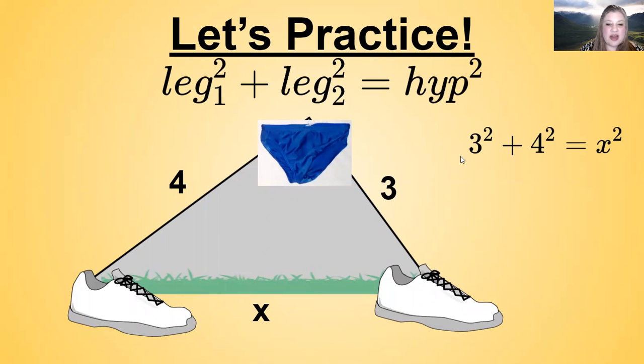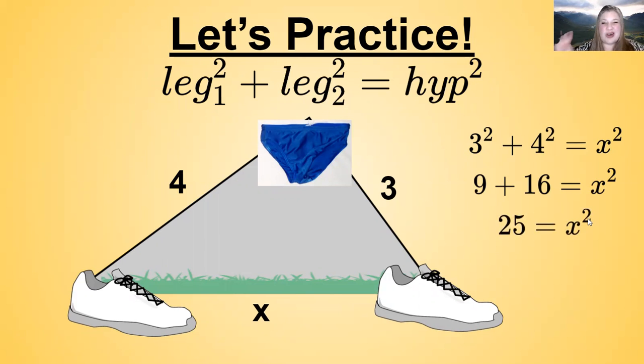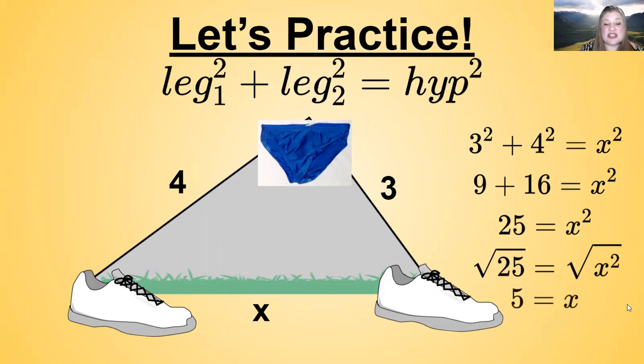Now we can do the math. 3 squared is 9, 4 squared is 16, so we get 9 plus 16 equals x squared. We can add them together. 9 plus 16 is 25 equals x squared. And then whenever we want to undo a squared, we take the square root. That is the inverse operation. So a square root and a square will essentially cancel each other out, leaving us with the x here, and the square root of 25 is 5.